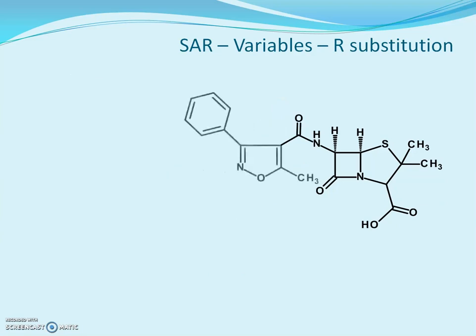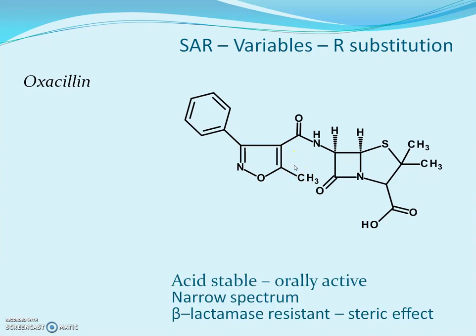Next in this category of beta-lactamase resistant drugs is oxacillin. Now this compound has a heterocyclic ring, and when it has substitution at the 3 and 5 positions, this will again cause steric hindrance and therefore protect it from beta-lactamase. Also, this oxazole ring has an electron withdrawing capacity, so it will also be orally active, that is, acid stable. So this is acid stable, orally active, and narrow spectrum.